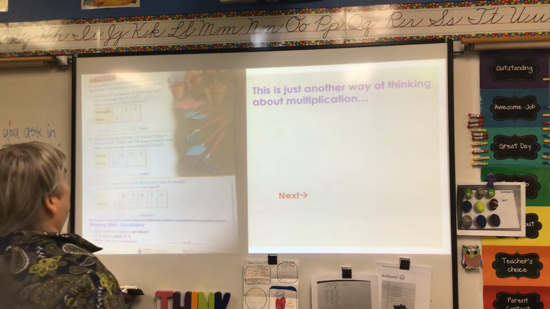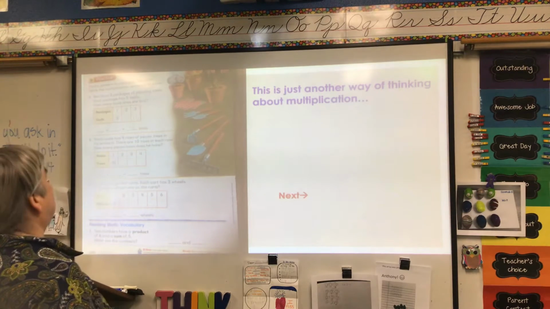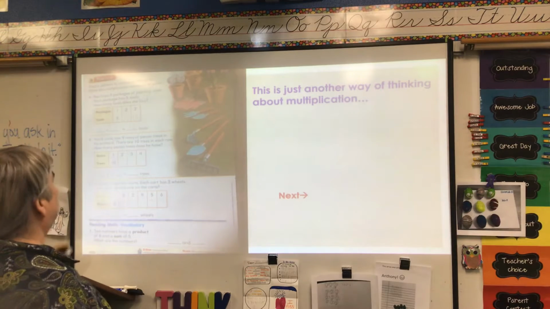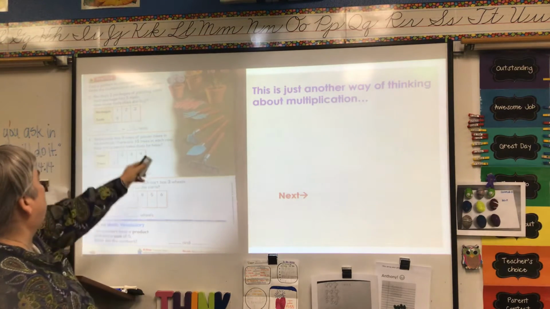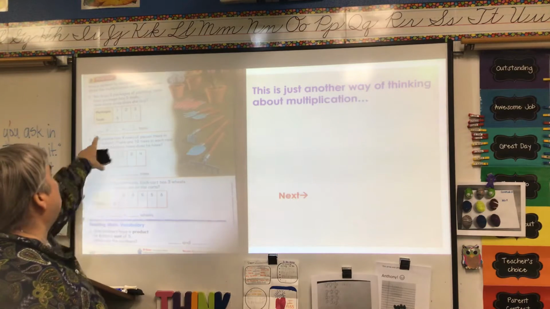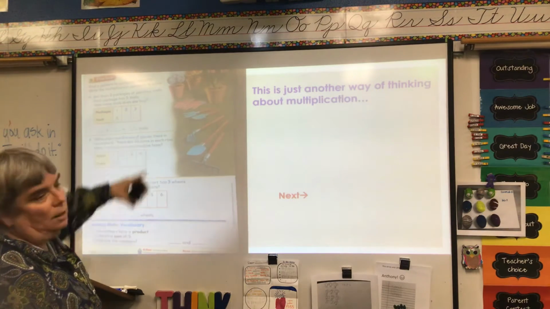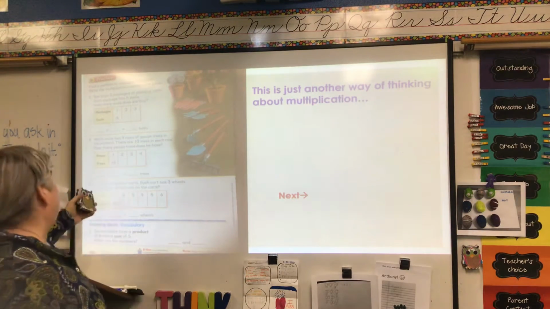Bev buys 3 packages of planting tools. Each package has 5 tools. How many tools does she buy? 5, 10, 15. The answer is 15. And once again, multiplying 5 times an odd number ends in a 5.